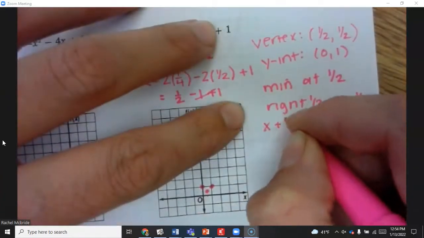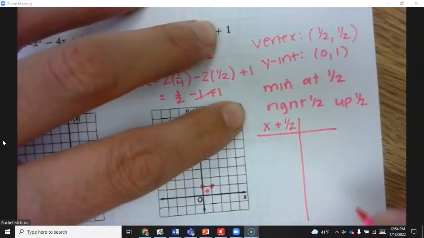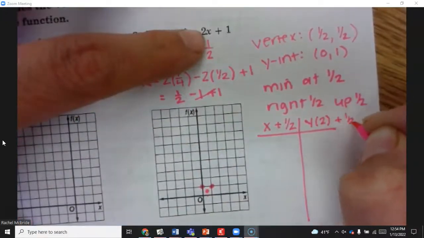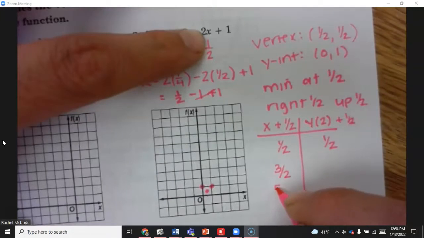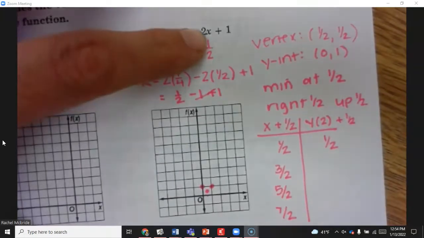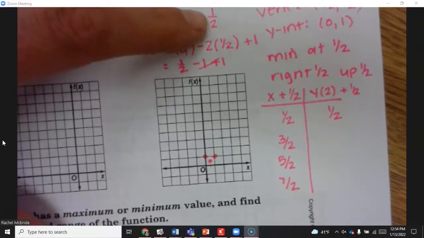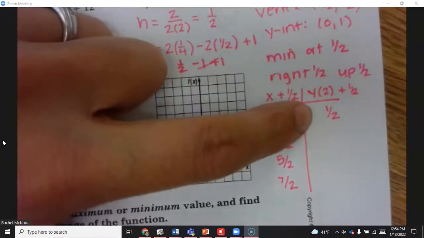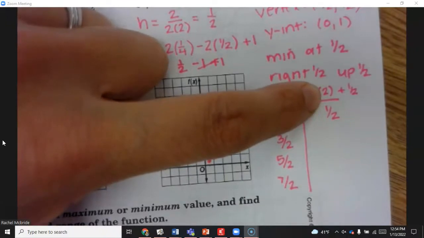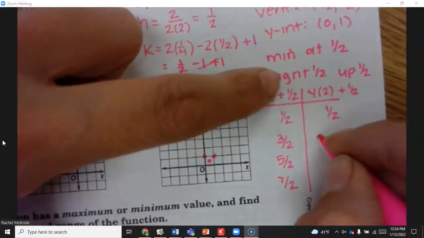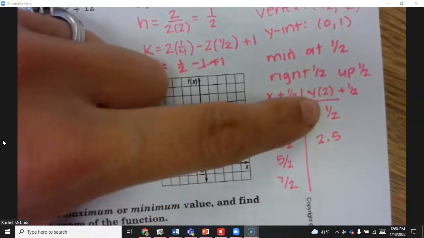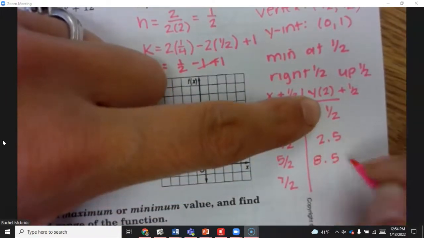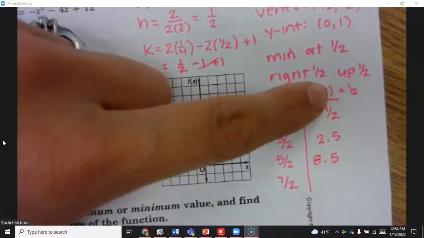Or I could use my table and do x plus 1/2, y times 2 plus 1/2. Which means my x's would go by 1. So it'd be 1/2, 1.5, 2.5, 3.5. This would be 1/2. Plugging in 1. 1 times 2 is 2. 2 plus 1/2 would give me 2.5. The next x goes 0, 1, 4. So you plug in 4. 4 times 2 is 8. So that'd be 8.5. And then 9. 9 times 2 is 18.